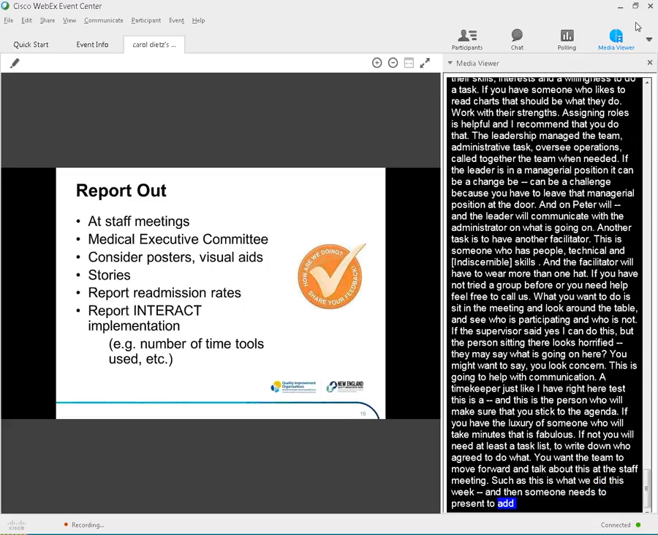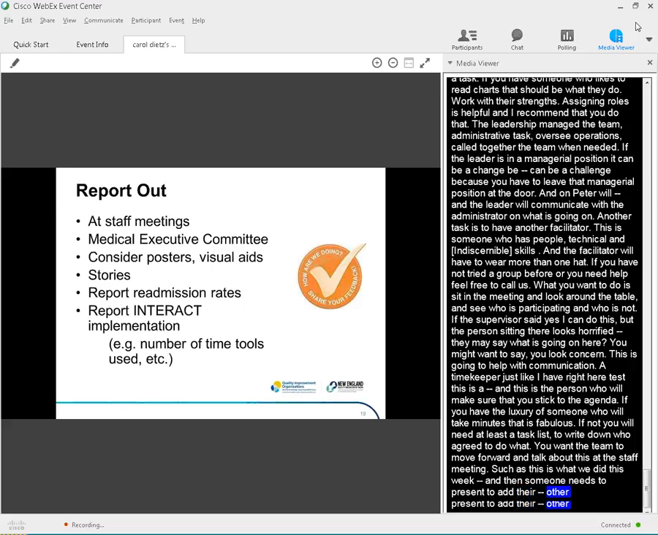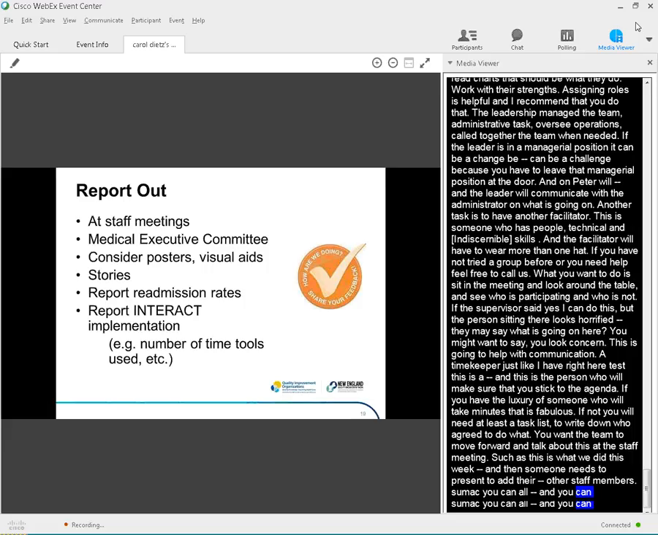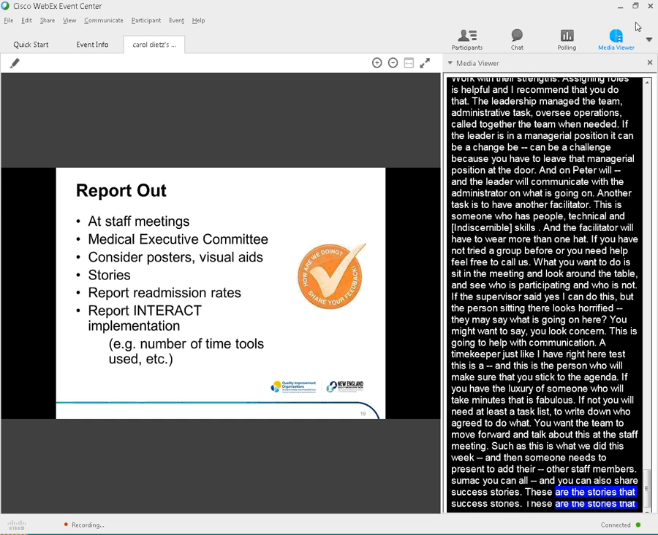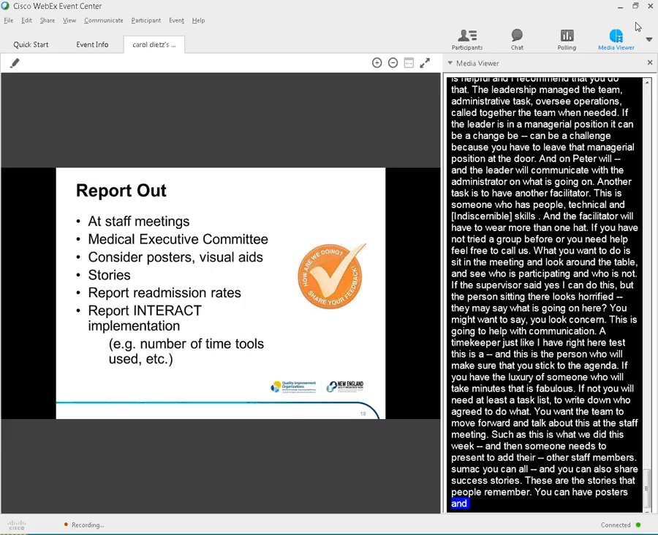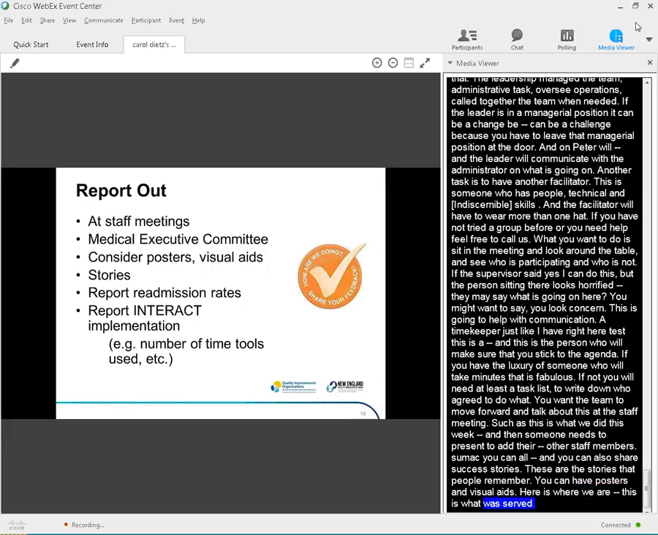The CNA that used Stop and Watch and prevented a rehospitalization. A clear communication between caregivers. A communication that failed. These are the things that people remember. People remember stories. Consider posters and visual aids. This is how far we've gotten. This is what our readmission rates are. This is how many SBARs we had turned in this month. This is how many Stop and Watches went our way. And make sure everyone hears about INTERACT implementation.